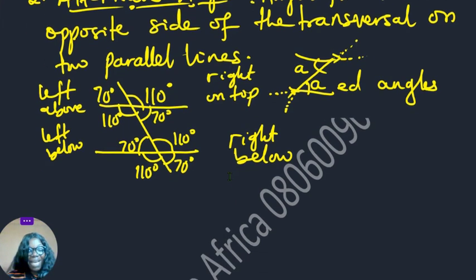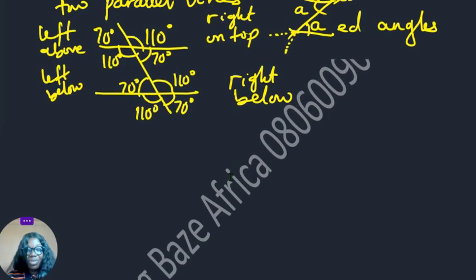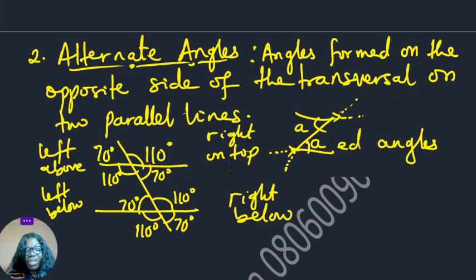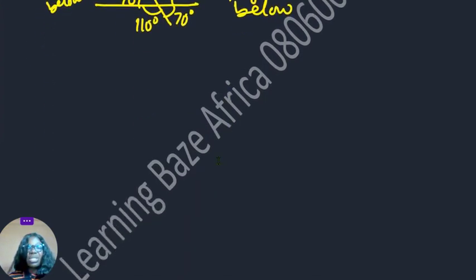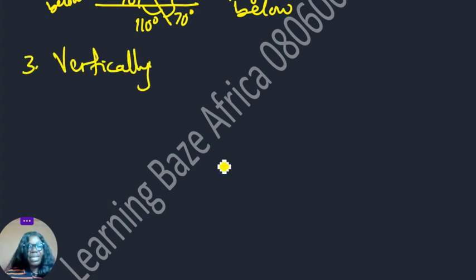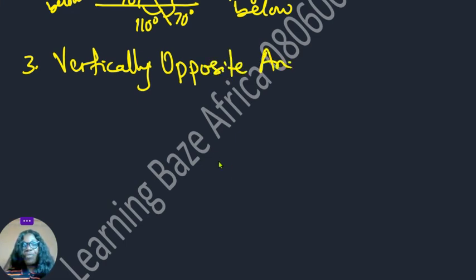So now let's look at the next type of angle. The next type of angle is what we call vertically opposite angles. Don't forget we are learning angles on parallel lines. Let's see vertically opposite angles. So that will be the third type of angles. Now, what do we mean by vertically opposite angles?